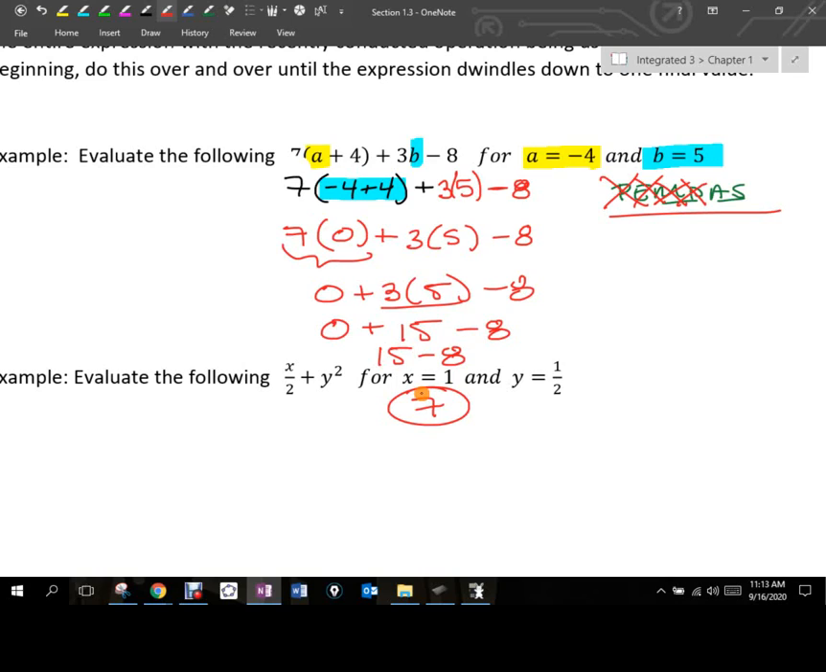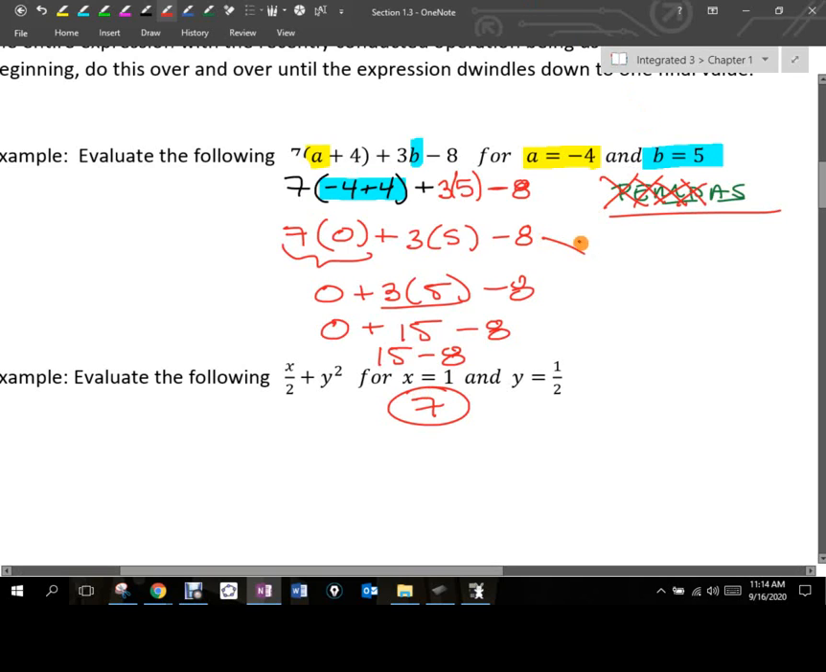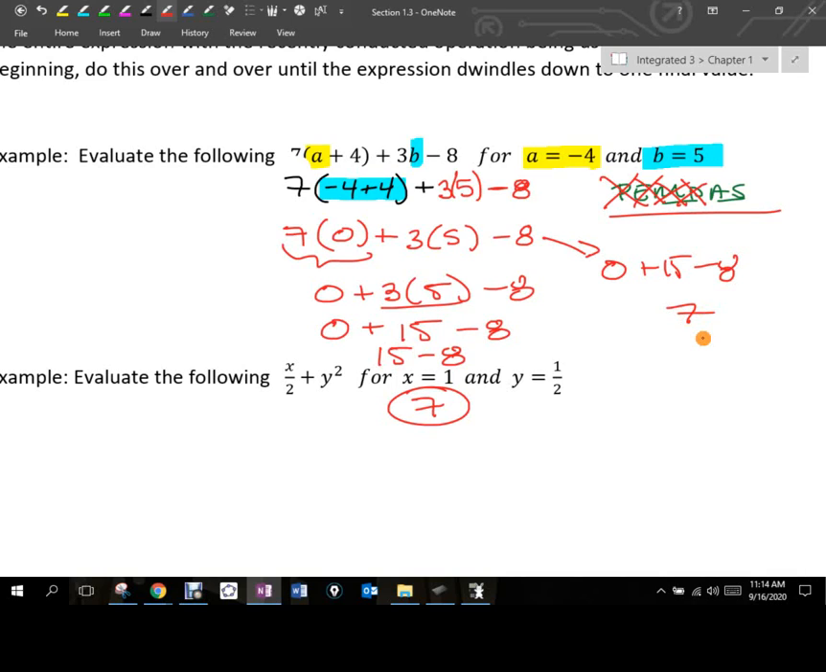If you're a person that doesn't need all of those steps, at this juncture right here, you're going to go down and say, okay, I know 7 times 0 is 0, plus 15 minus 8. And then you're going to say, okay, 0 plus 15 minus 8, that's 7. If you want to do that, that's fine. But if you're combining steps and skipping some writing of things down, and you get answers that are wrong, should you continue using that approach?